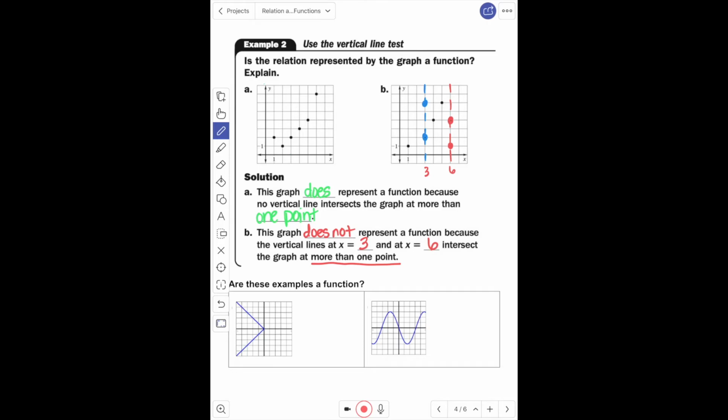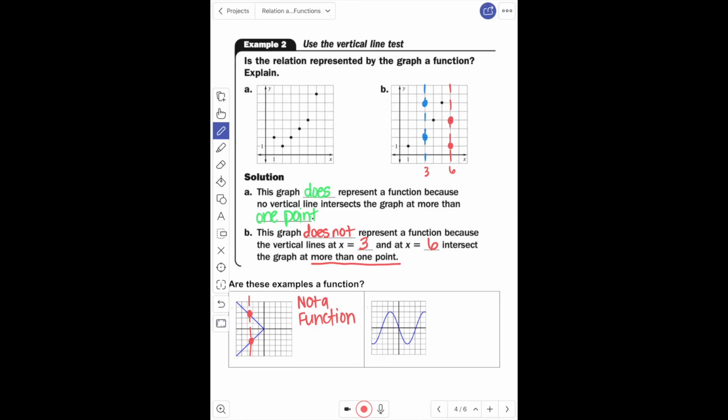All right, so a couple more examples. If I look at these two examples here, is the first one a function? The first one is not a function because if I draw a vertical line, it intersects that graph twice. So this is not a function because it does not pass the vertical line test.